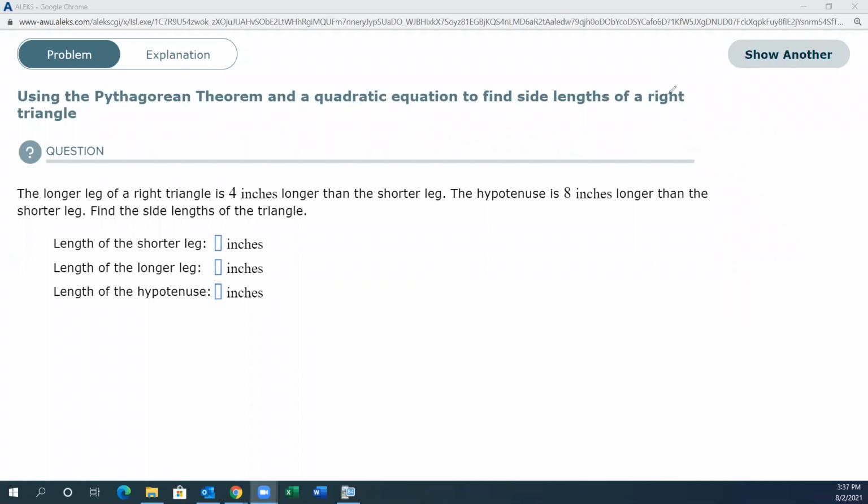All right, the longer leg of a right triangle is 4 inches longer than the shorter. The hypotenuse is 8 inches longer than the shorter. Find the side lengths of the triangle. Okay, you'll notice first the easy part. There are 3 sides that we're talking about, which makes sense because we're talking about a triangle. Now, you'll also notice that in the first sentence, the longer leg is being compared to the shorter leg. And in the second sentence, the hypotenuse is being compared to the shorter leg.